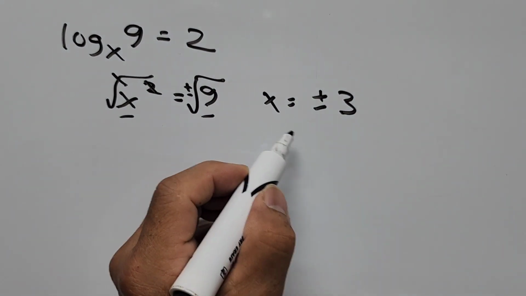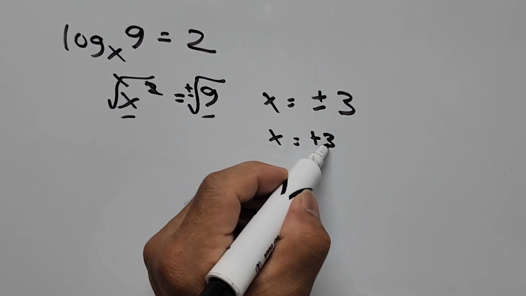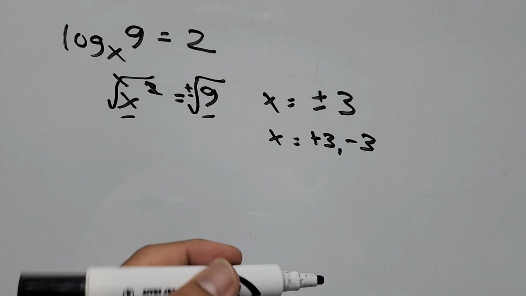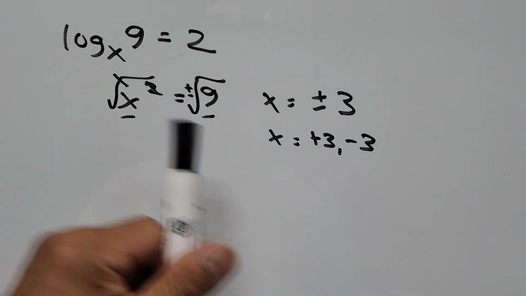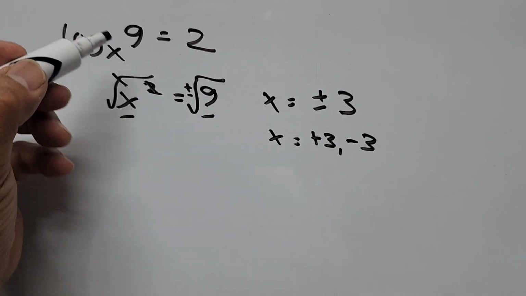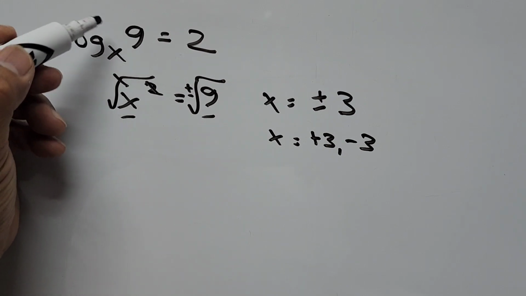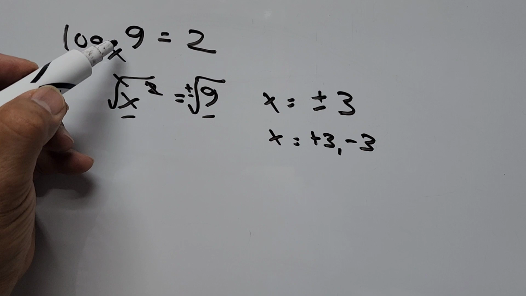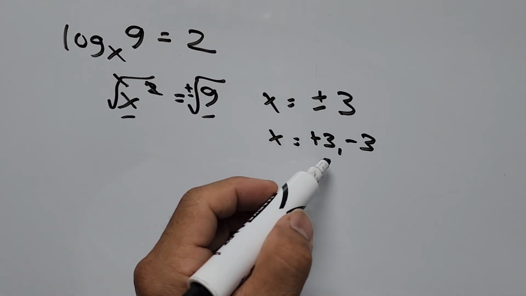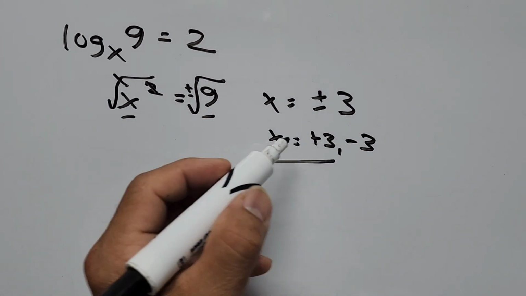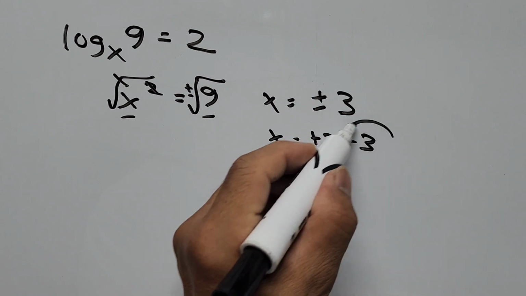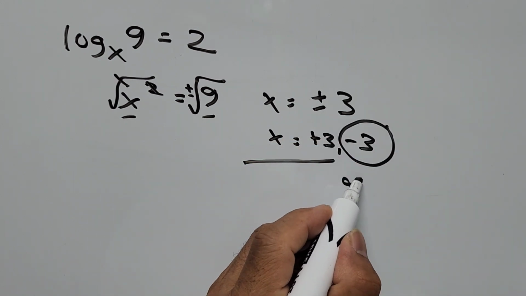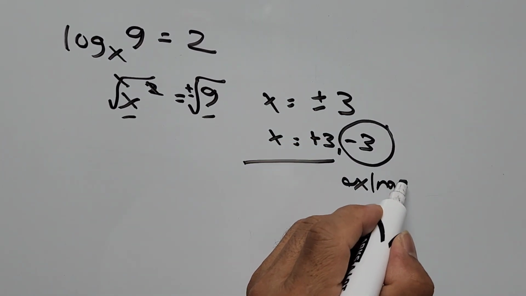So we have two values, that's x equals positive 3 and negative 3. And if we verify our answers, negative 3 could not be in the argument, right? Since the logarithm of a negative number is not allowed. So our answer is x equals positive 3, and negative 3 is the extraneous solution.